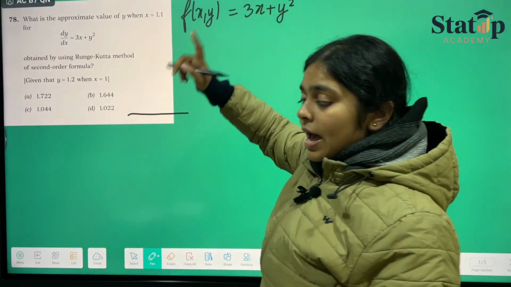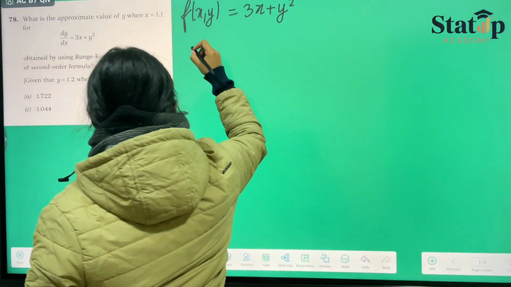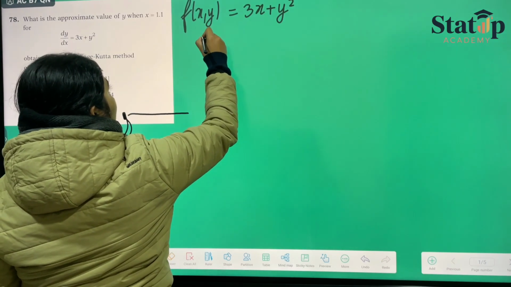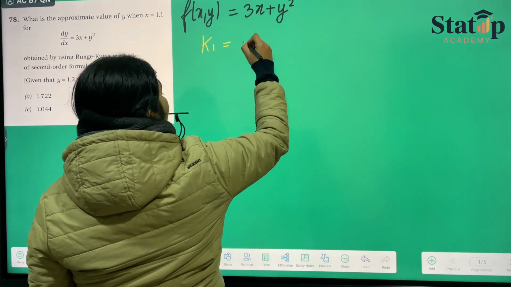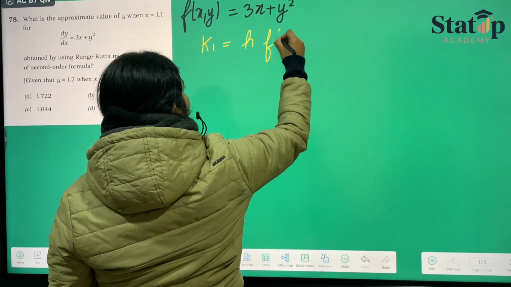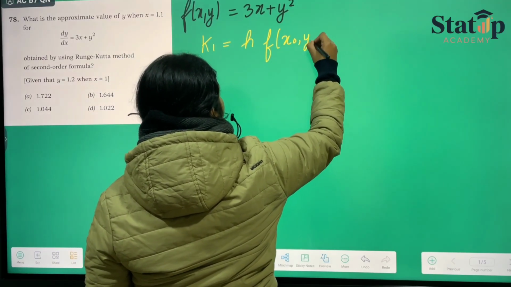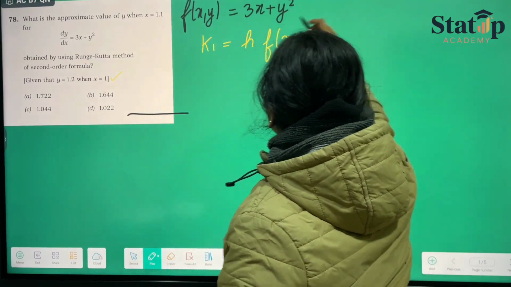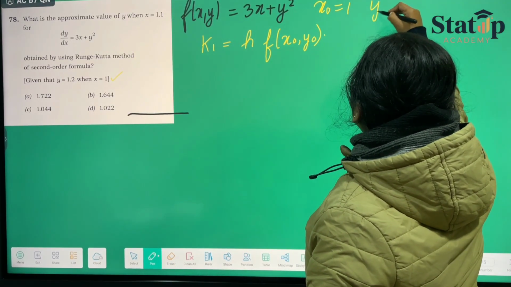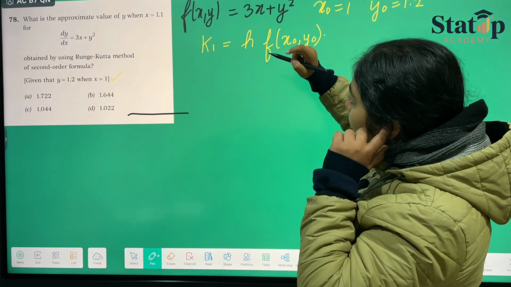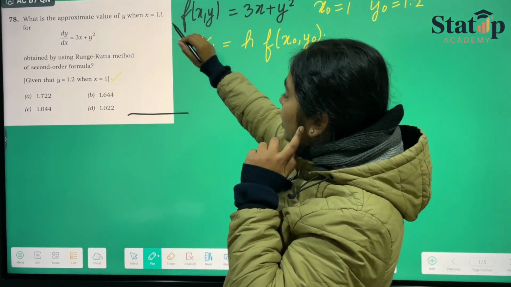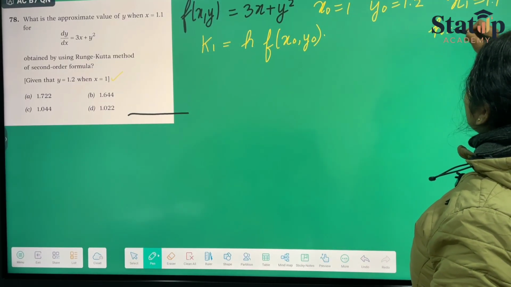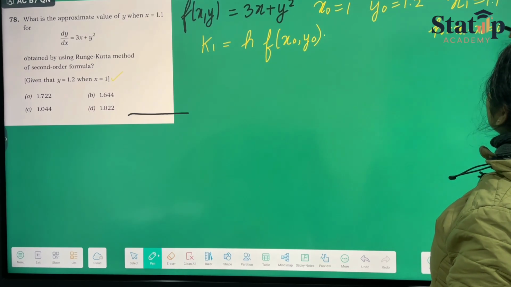So first of all, as this is a step-by-step method, we'll calculate k1 and k2. In the second step we need both of them. The formula for k1 is h into f of x naught and y naught. Here x naught and y naught have been given to us. x naught is 1 and y naught is 1 by 2. And we have to find for x1 equals 1.1. So h is x1 minus x naught, which is 0.1.